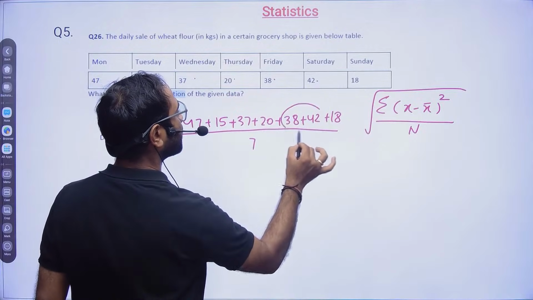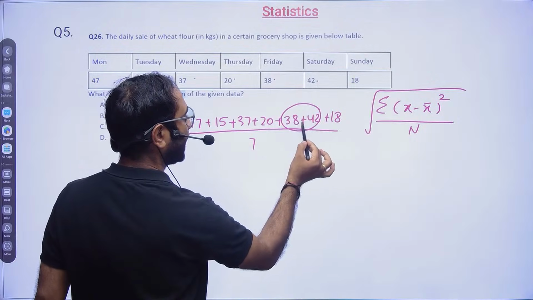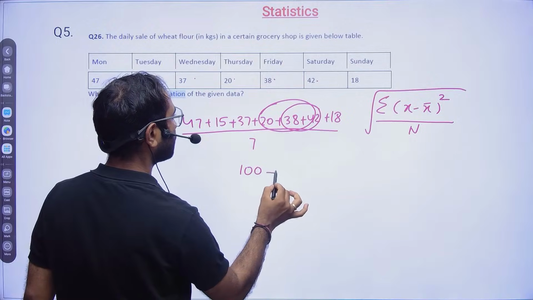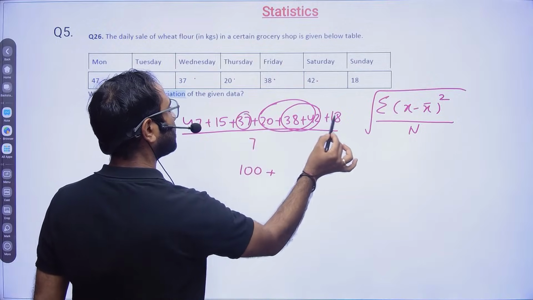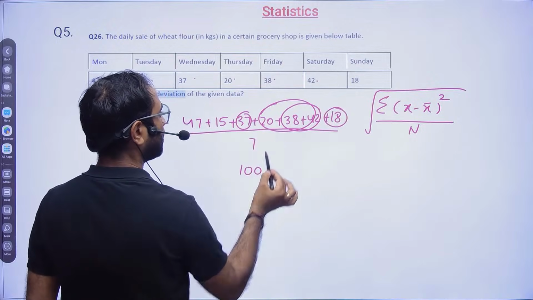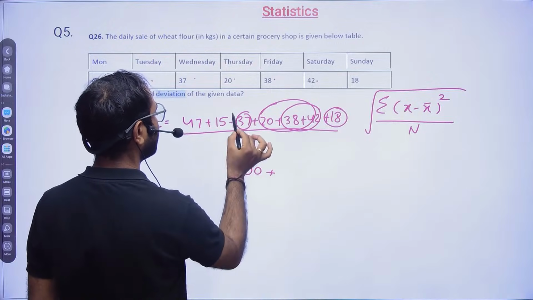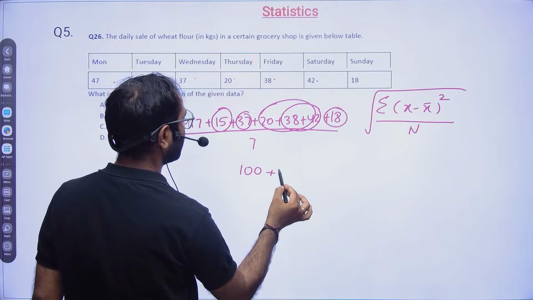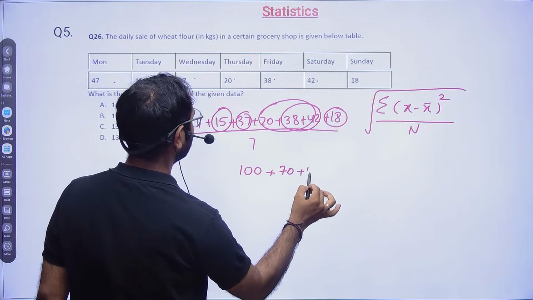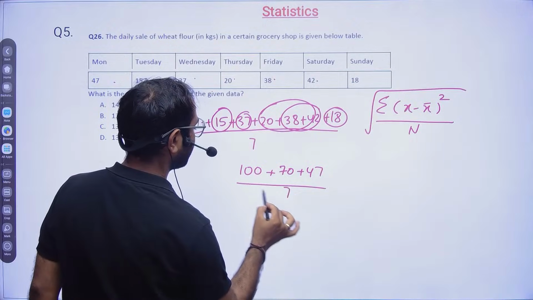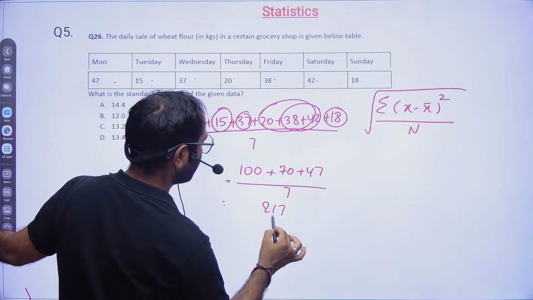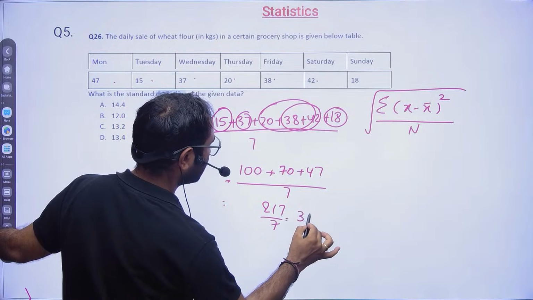The 38 plus 42 will be what? 80. 80 plus 20 will be 100, right? Okay, then 37 plus 18 will be 55, and 55 plus 15 is 70, and plus 47 divided by 7. So this will be 217 by 7, it will be nothing but 31.